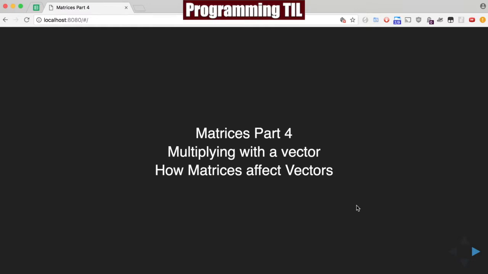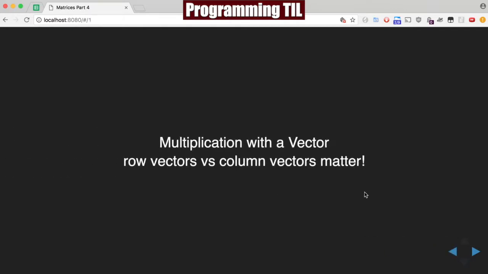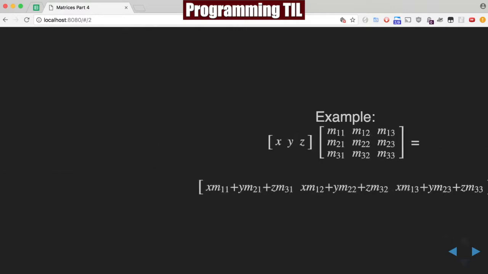Parker. This is Programming Today I Learned, 3D Math Series, Episode 10, Part 4 in Matrices, and we're going to be looking today at how to multiply a matrix with a vector and how matrices affect vectors. So let's get right into it. Row vectors versus column vectors matter, and we'll see exactly why in just a moment.